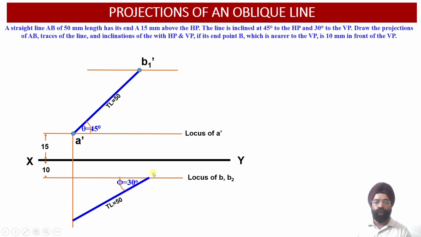Now we are going to coincide this line with this vertical projector line emerging from the point A dash. So wherever this true length inclined at 30 degree intersects this particular vertical projector, at the same time the second end of the line should be lying onto this horizontal projector line, which is 10 millimeter from the vertical plane. So these two conditions we have to satisfy.